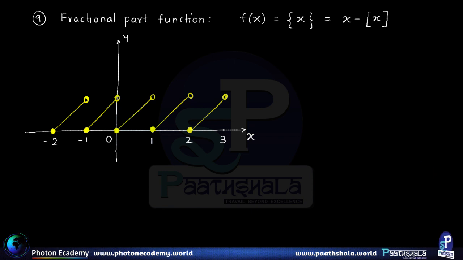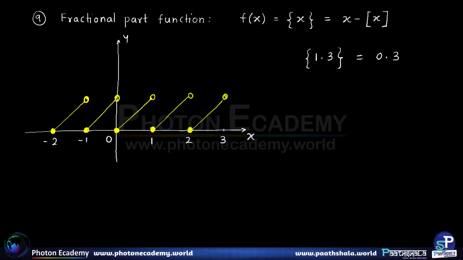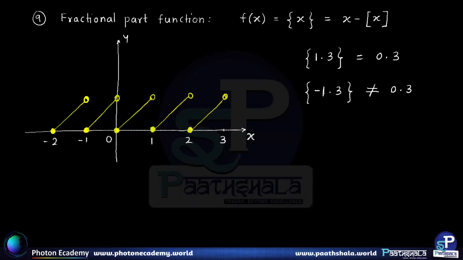See, for positive numbers it is fine, we can say that the fractional part of 1.3 is equal to 0.3. So in a way we are just skipping the integer part and writing 0.3. But remember that the fractional part of minus 1.3 is not at all equal to 0.3 just because it looks like the fractional part in the number. So what is it? Let us see what that is.